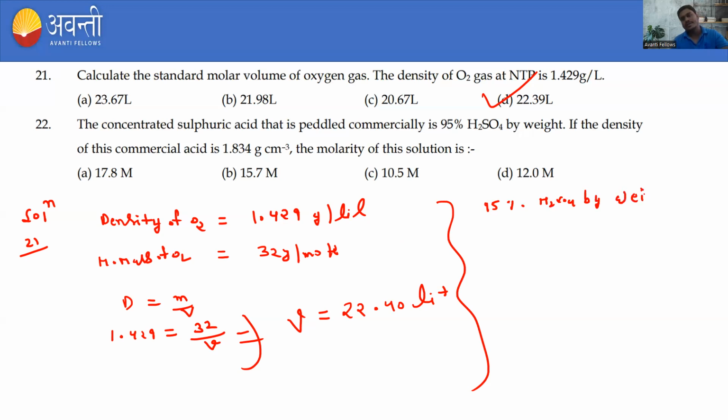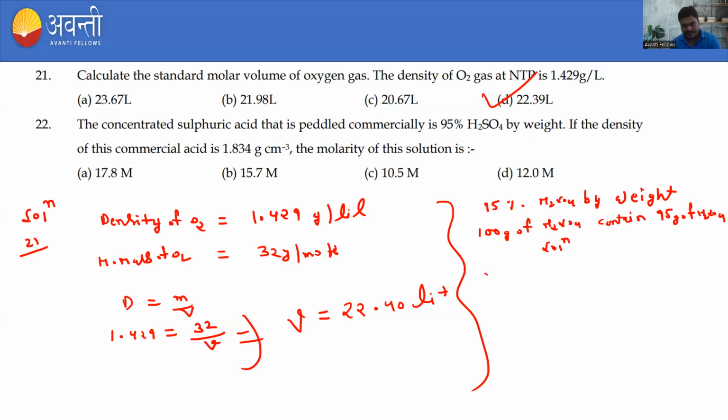So we know the meaning of this. That is 95% H2SO4 by weight. So we know that 100 gram of H2SO4 solution contains 95 gram of H2SO4. This is the statement by the 95%.